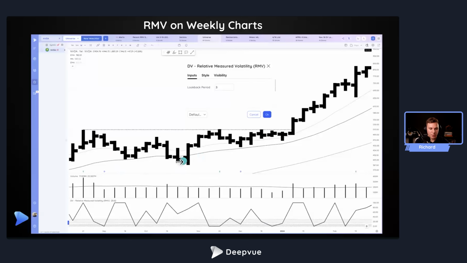This is another great example of VCP as it forms: one pullback, two pullbacks, three pullbacks. You get shallower and shallower as we go through the base. Volume is contracting as well, and then we buy through this pivot, and that creates this really explosive move. So this is an example on a weekly chart. Just want to show that as well. I typically use this on a daily chart because that's better for my time frame, but definitely position traders who look at a lot of weeklies can use this as well.